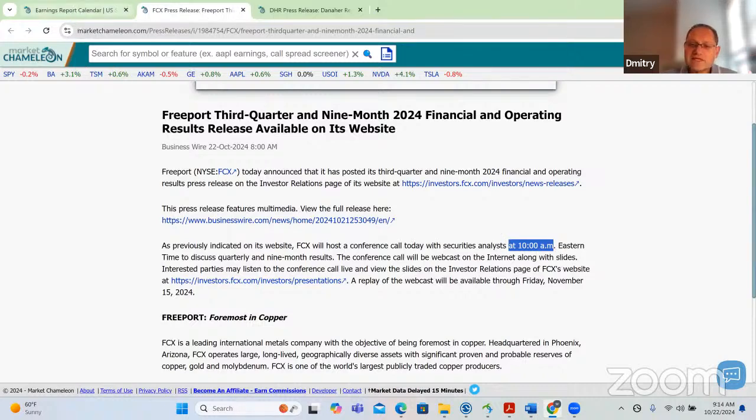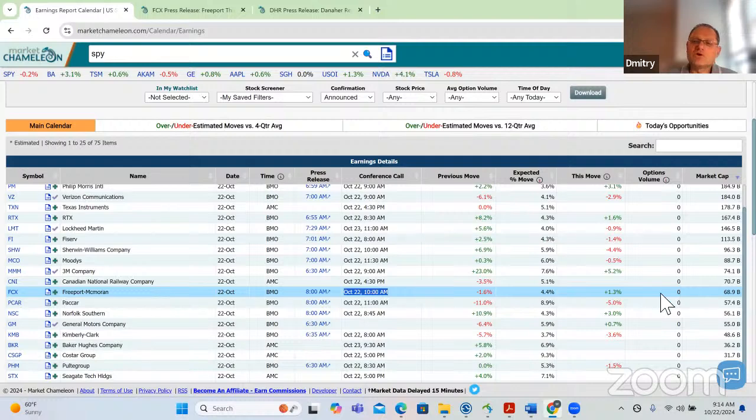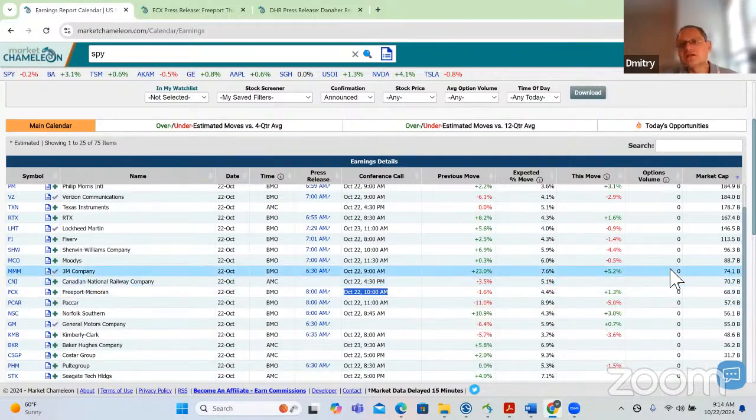So what that means is that even though we're looking at this 1.3% move, there's a potential for another volatility event. At 10 a.m., they're going to have this conference call. I don't know how long it's going to last. It could last 10 minutes, it could be half an hour, whatever it is. We don't know what so far is going to happen in it.